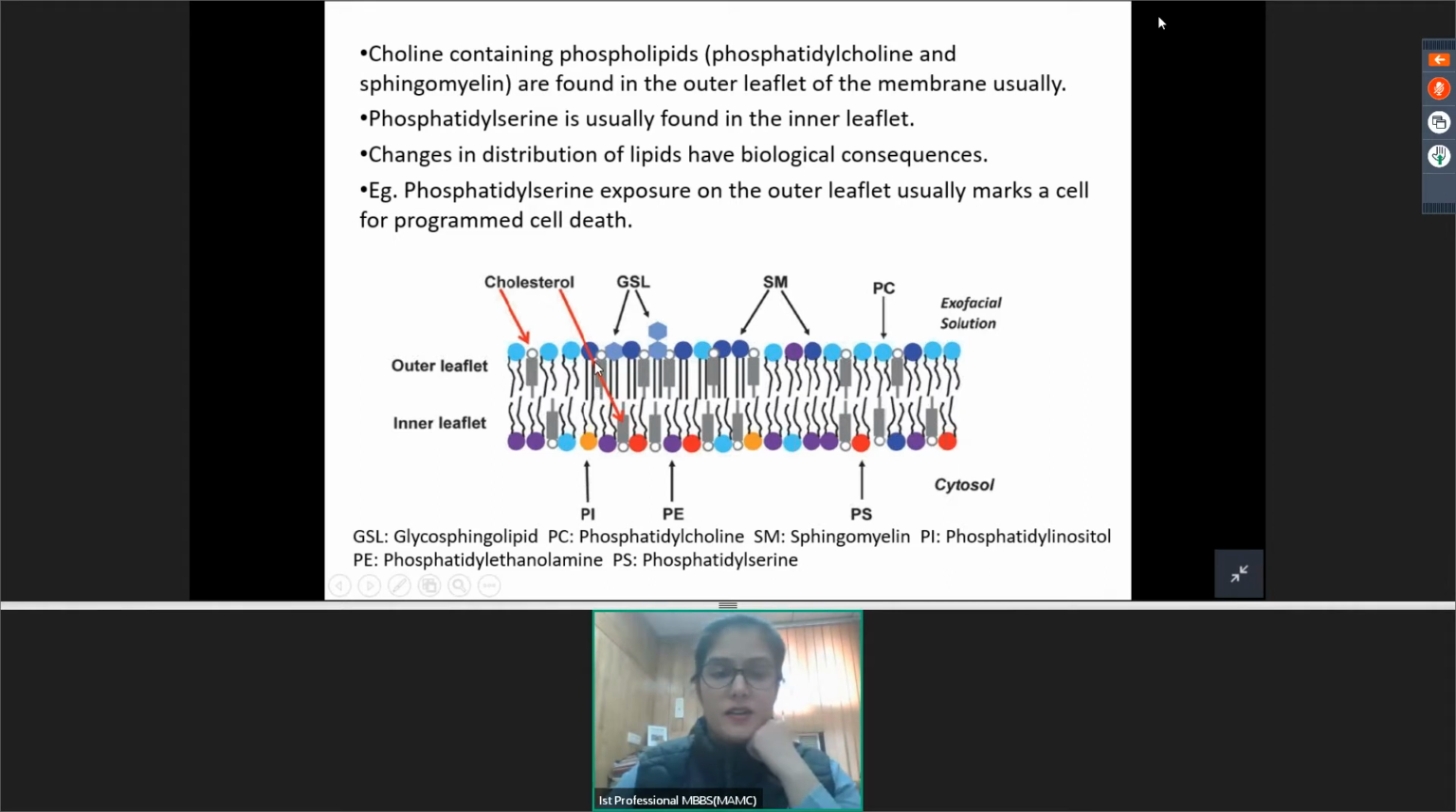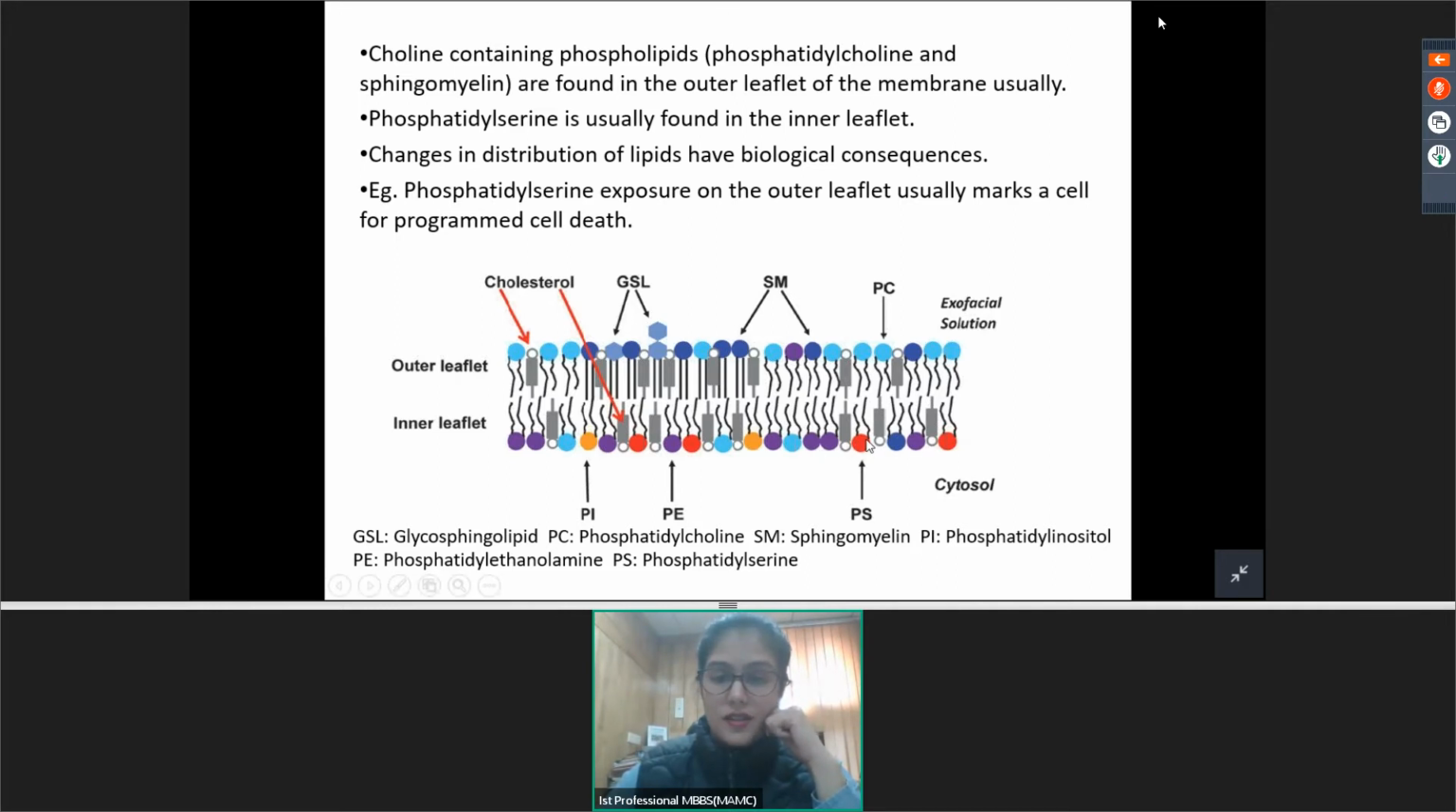So you see that these are the two bilayers. In the outer leaflet, you get to see more of glycosphingolipids, sphingomyelin, and phosphatidylcholine. Whereas in the inner leaflet, you get to see phosphatidylinositol, phosphatidylethanolamine, and phosphatidylserine. And this is very important. Why? Because it has been seen that if phosphatidylserine is present in the outer leaflet, then it acts as a marker for programmed cell death.